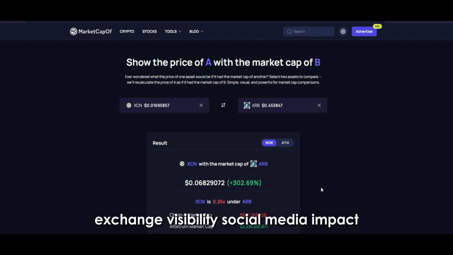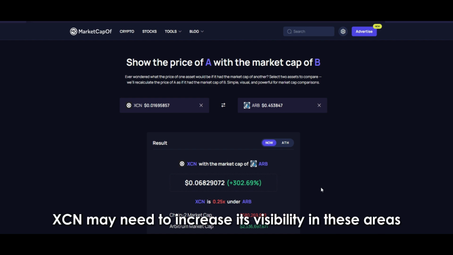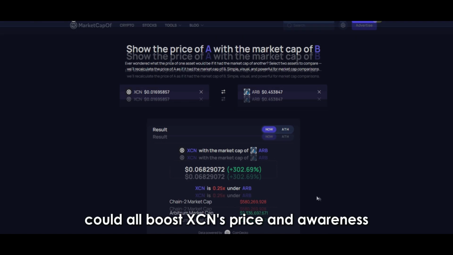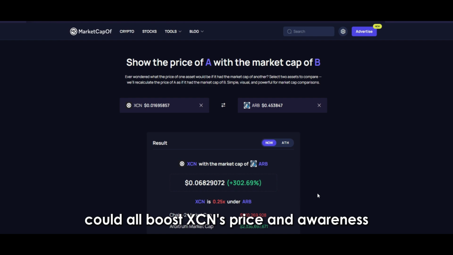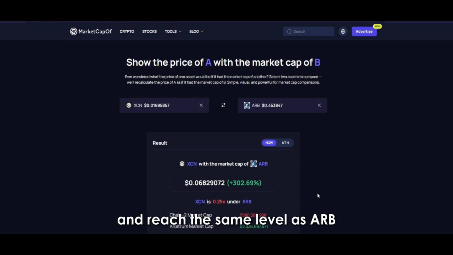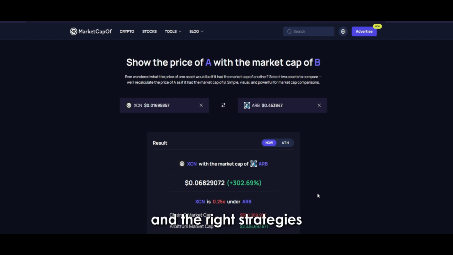Community support, exchange visibility, social media impact, and marketing efforts are also crucial. While Arbitrum has a large community and strong PR, XCN may need to increase its visibility in these areas. Growing interest on social media, a rising number of investors, and listings on major exchanges could all boost XCN's price and awareness. Is it possible for XCN to increase by 300% and reach the same level as ARB? Theoretically, yes, but practically achieving this would require time and the right strategies.